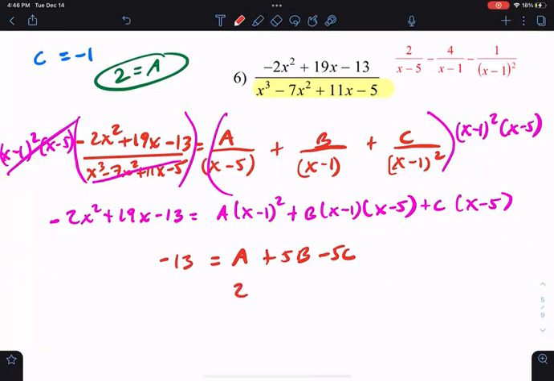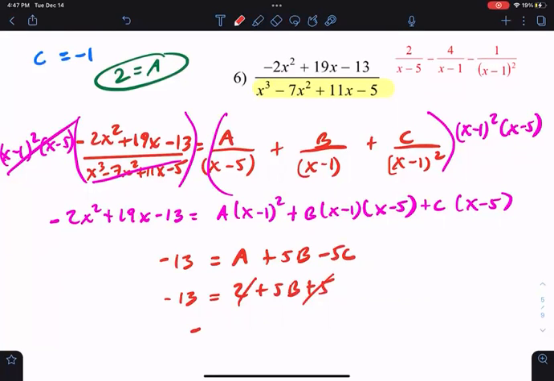So we know that A is 2, and B is what we're looking for, C is negative 1, so that's going to be positive 5. This is negative 13. So this is 7, subtracting both sides. Let me double check. Okay, so that is 0, that's positive 5B. That is 0, right? So this is going to be negative 5C. So we have A equals 2, 5B. C we said is negative 1, so that's 5.